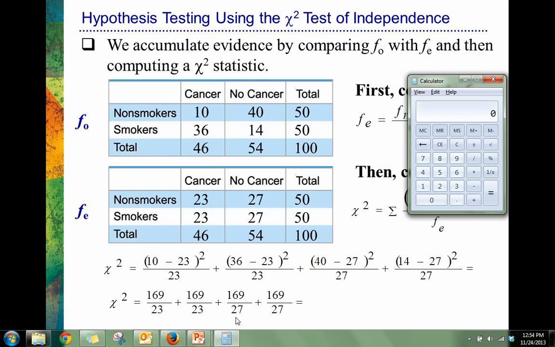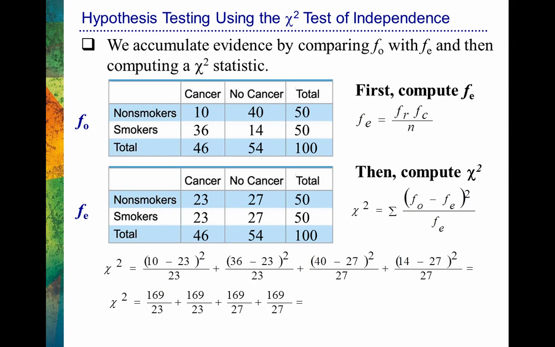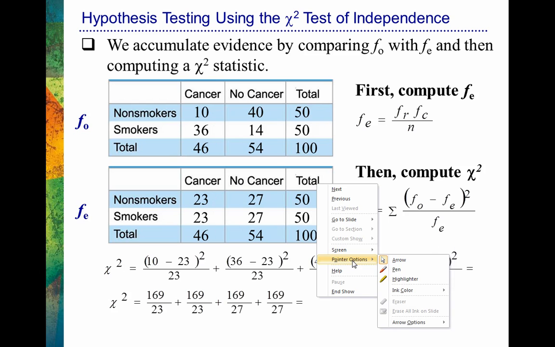Now we've got 169 divided by 27. So 169 divided by 27 equals 6.26. And again, we have 169 right here divided by 27, and that's going to equal 6.26. Let me make a quick change on my pointer so that we can see it on my screen.